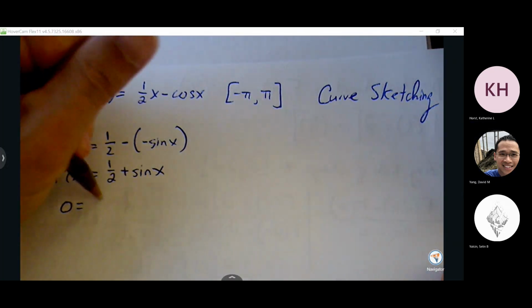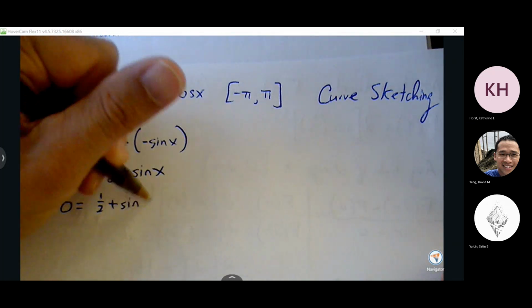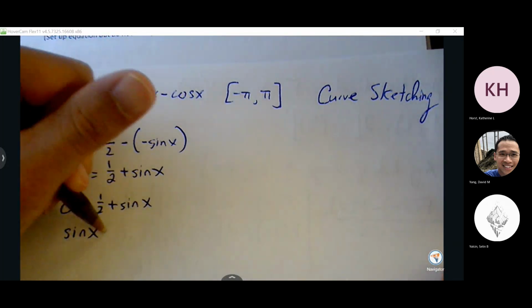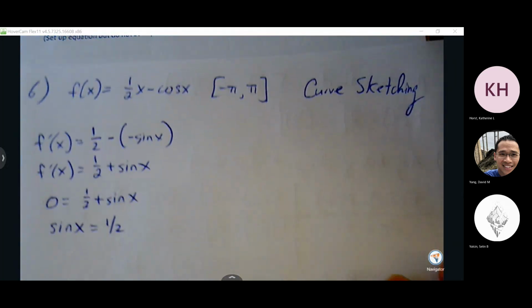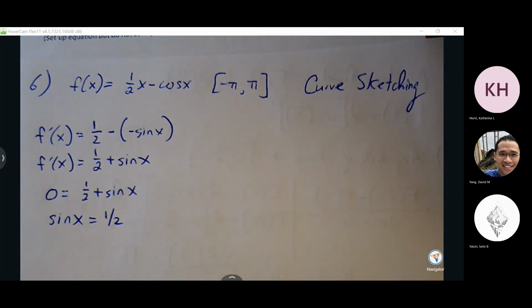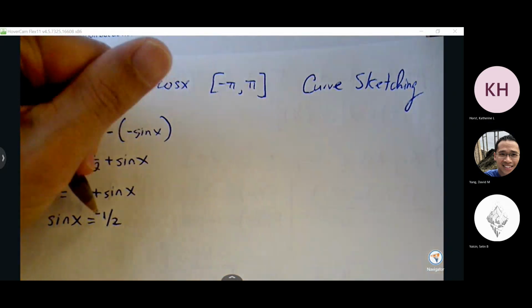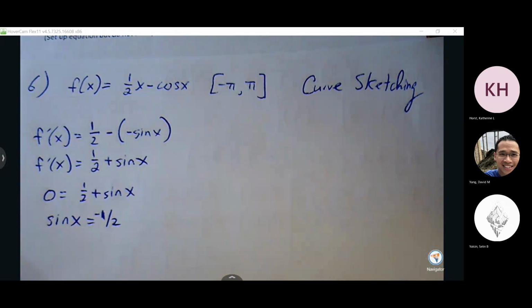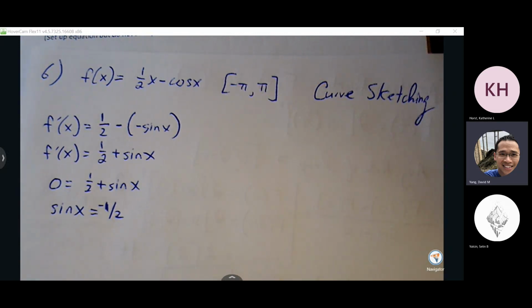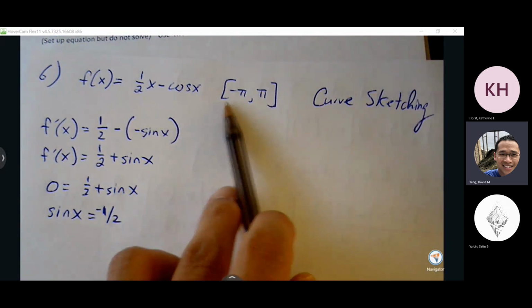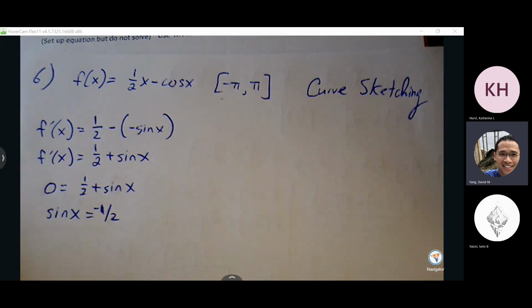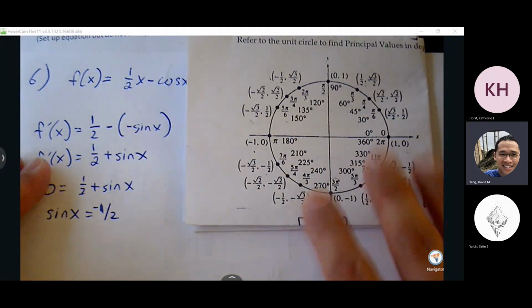Set equal to 0. Could be negative 1/2. Sorry, you're right, negative 1/2. Okay, so sine equals negative 1/2. Think about the original unit circle values that we can adapt to our domain a little bit later. So sine is going to be in the third and fourth quadrant, in that pi/6 family.